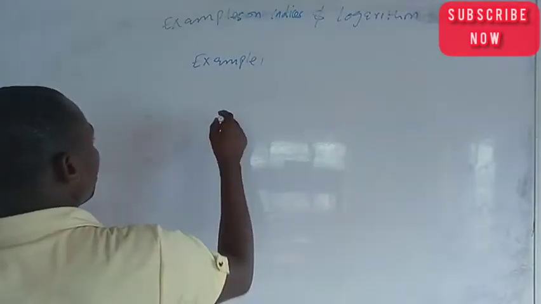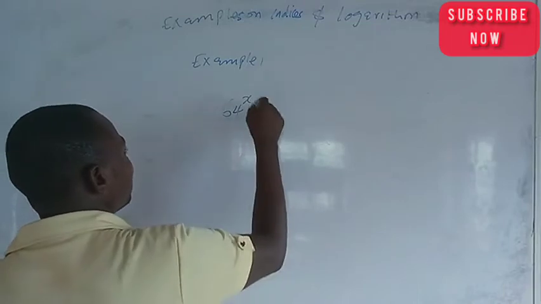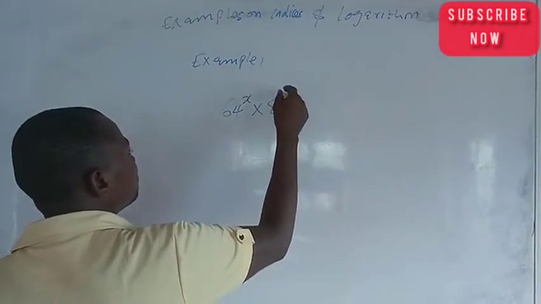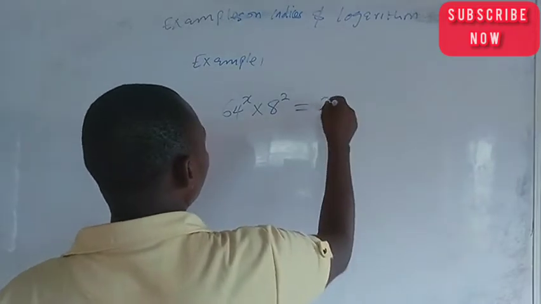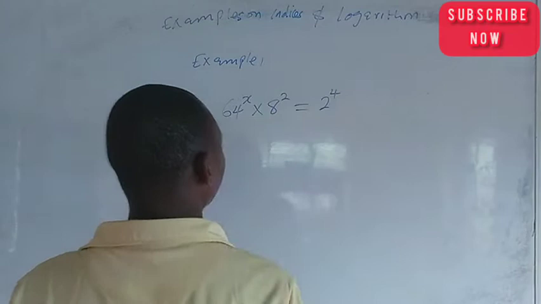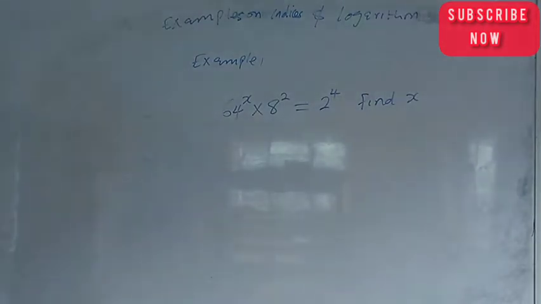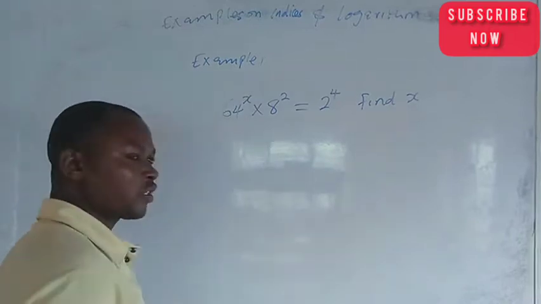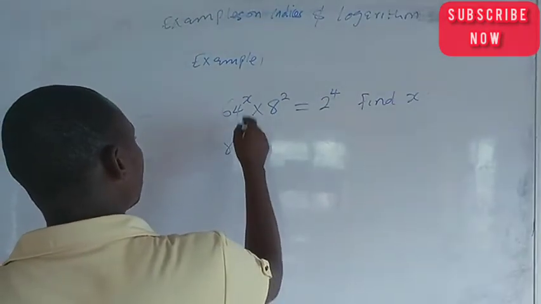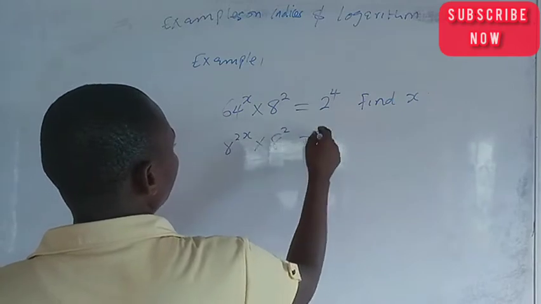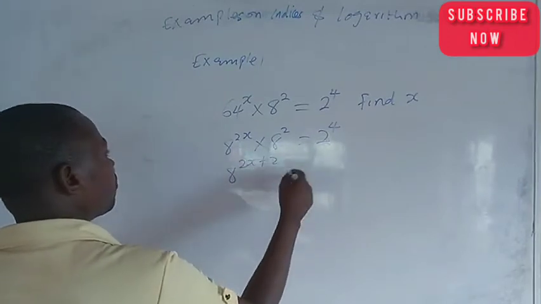Let's assume we have 64 raised to x times 8 raised to 2 equals 2 raised to 4. Find x. In indices, when you are multiplying, you add the powers, but just try to see how you can make them have the same base. So 8 raised to 2x, times 8 raised to 2, equals 2 raised to 4. So according to indices, we have 8 raised to 2x plus 2 equals 2 raised to 4.